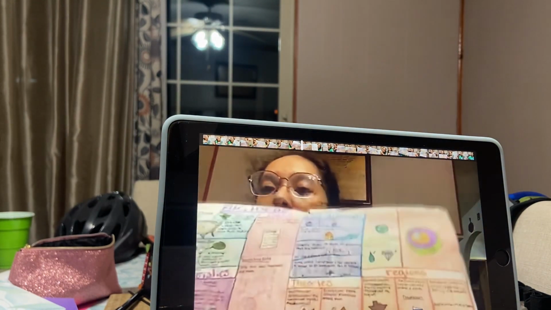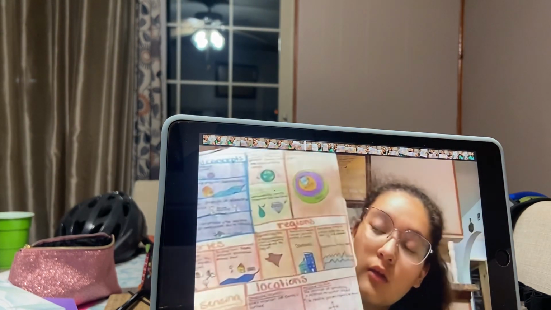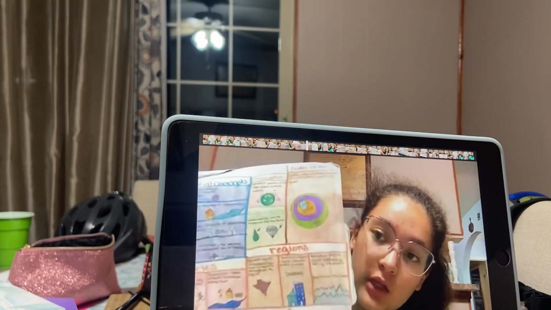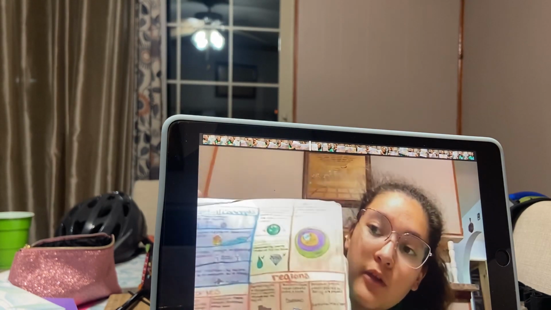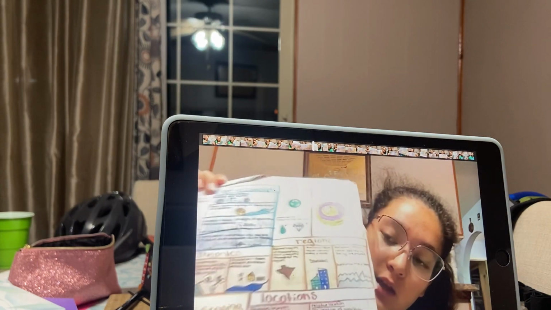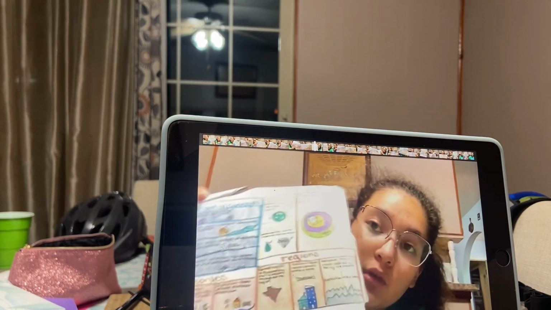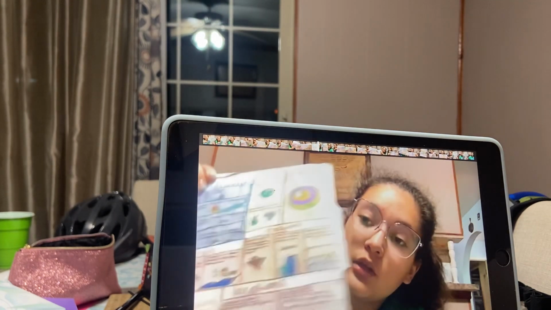Two main things that we will be focusing on in other units too is location. So absolute location and relative location. Absolute location is where something is. It gives you coordinates and the exact place it is. So for example, an exact location would be the coordinates of El Paso.